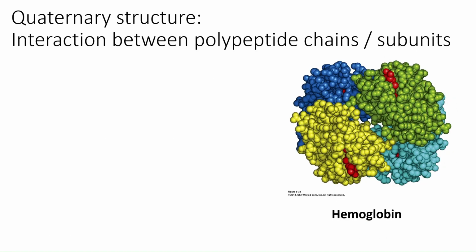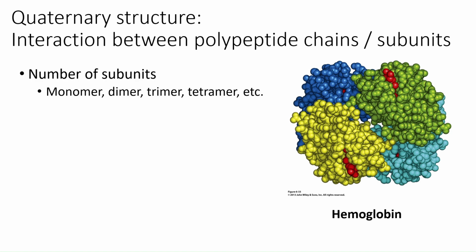The last level of structure we're going to talk about here is the quaternary structure. The quaternary structure is the interaction between polypeptide chains or subunits of a protein. Up to tertiary structure, we're talking about one long polypeptide chain. Quaternary structure is when we have multiple different polypeptide chains, which we often call subunits of the single protein. So there can be a number of different subunits within a quaternary structure. There can be just a monomer, that's one polypeptide chain, dimer, trimer, tetramer.